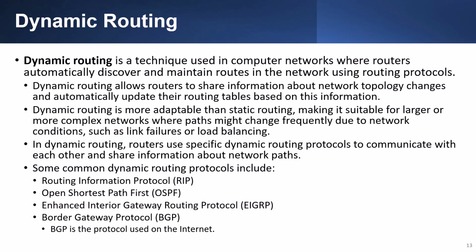In dynamic routing, routers use specific dynamic routing protocols to communicate with each other and share information about network paths. Some common dynamic routing protocols include Routing Information Protocol or RIP, Open Shortest Path First or OSPF, Enhanced Interior Gateway Routing Protocol or EIGRP, and Border Gateway Protocol or BGP. BGP is the routing protocol used on the Internet. RIP will be discussed in this video, and the others will be discussed in Part 2.